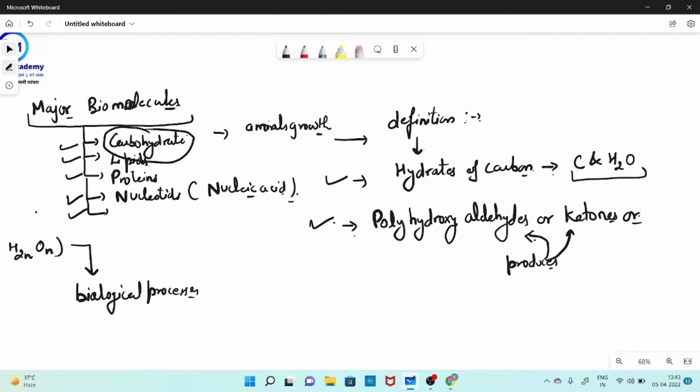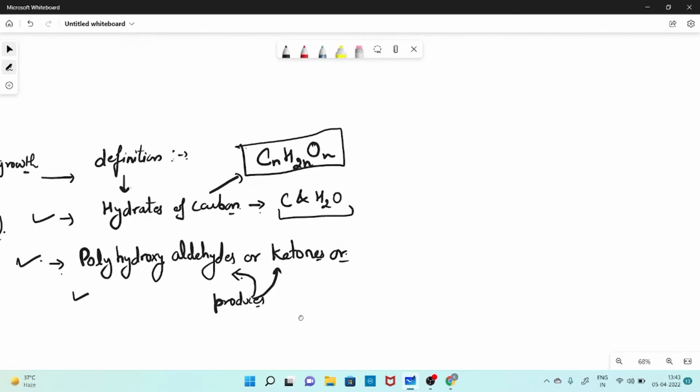They are called hydrates of carbon, denoted by the empirical formula Cn(H2O)n. This is very important; sometimes a question can be asked from here. They are also called polyhydroxyaldehydes or ketones, or the compounds which produce these upon hydrolysis. Right? Next topic: what is the classification of carbohydrates?